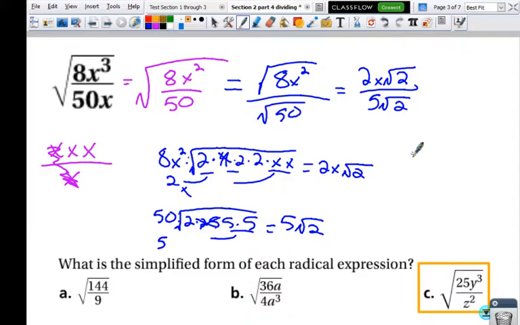Yeah. Why are we multiplying by 5? Oh, okay, yeah, you're right. You're right.